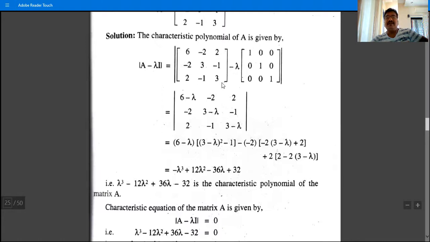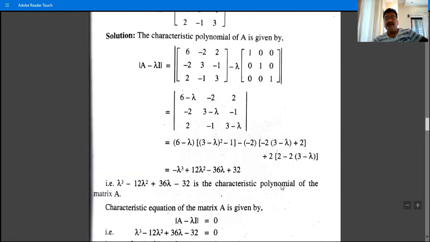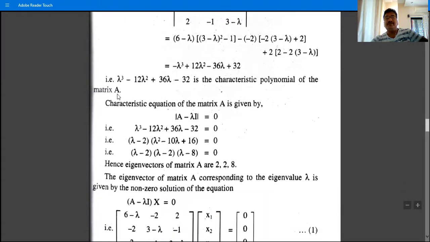Determinant of A minus lambda I, or find determinant of lambda I minus A. So this is A, determinant of A minus lambda I. So change the sign, we have this. This is the characteristic polynomial of the matrix A. So in order to find the characteristic polynomial, find determinant of lambda I minus A, or first find determinant of A minus lambda I and then change the sign. So this is the characteristic polynomial of A.